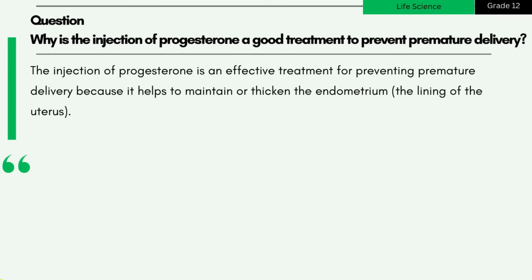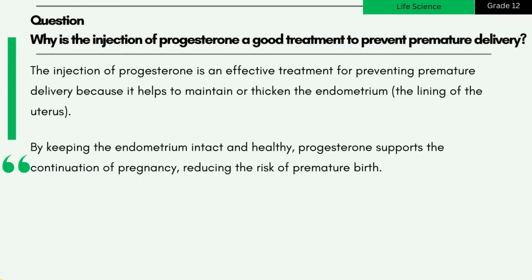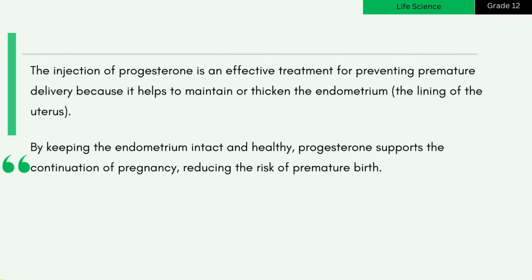The injection of progesterone is an effective treatment for preventing premature delivery because it helps to maintain or thicken the endometrium, the lining of the uterus. By keeping the endometrium intact and healthy, progesterone supports the continuation of pregnancy, reducing the risk of premature birth.